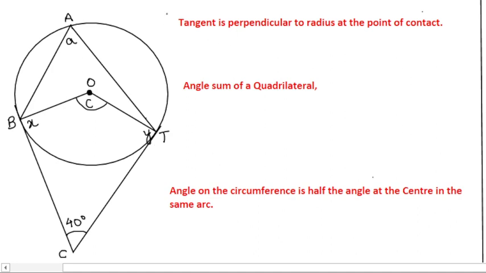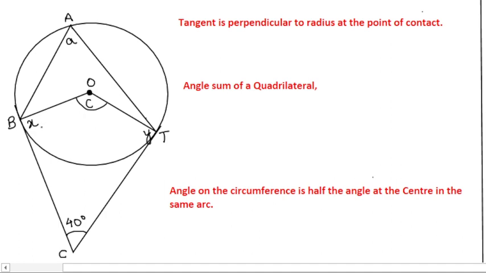So if I see, A can be calculated from this quadrilateral A, B, C, and T. But in this quadrilateral, all three angles are unknown. Only one angle is known. We cannot find A first. We'll have to look for other ways to find all the unknown angles in a certain order.